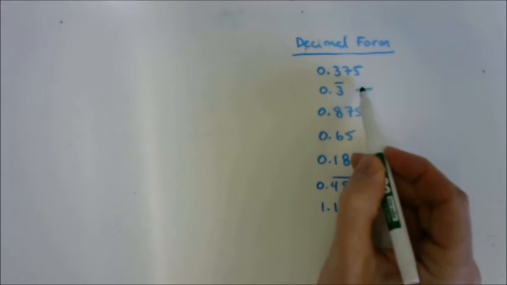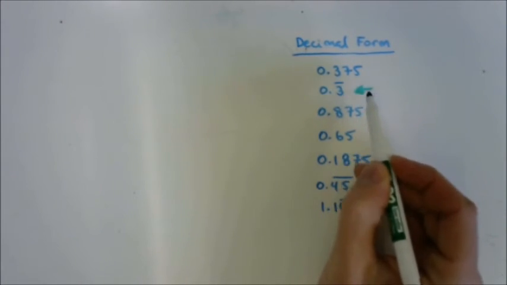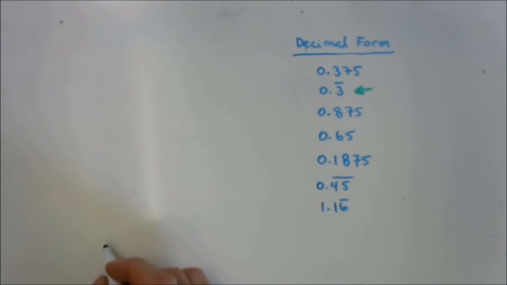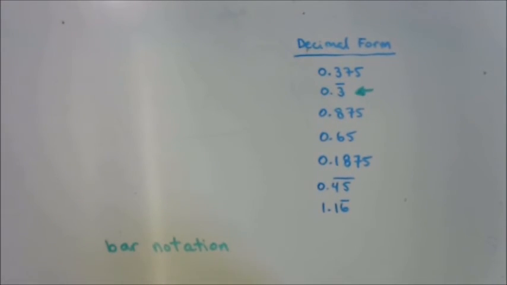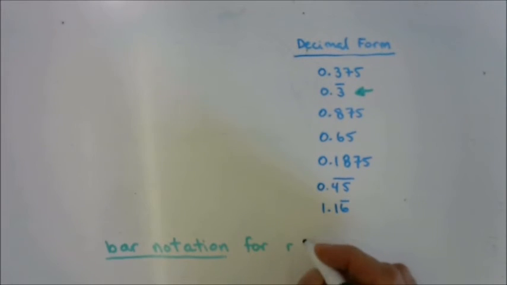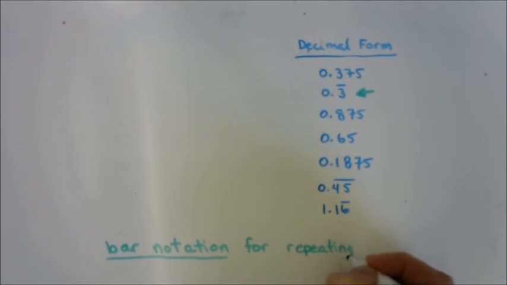But anyway, in the chart, the decimal form of 1/3 is an example of, what's this guy an example of, the way we wrote that? What kind of notation? Bar notation. And when can we use bar notation? For what kind of decimals? For repeating, non-terminating decimals.